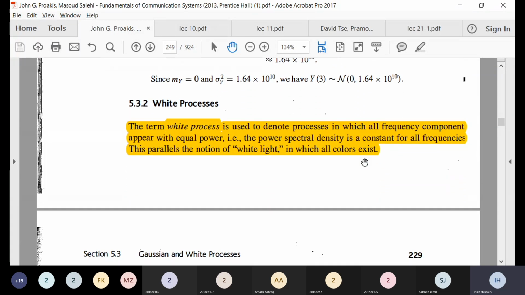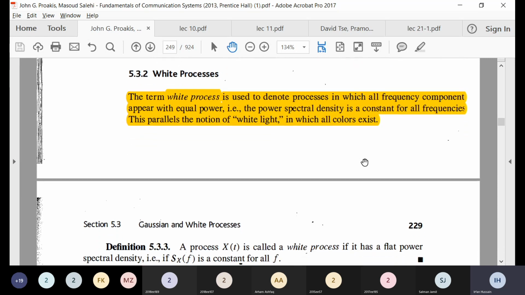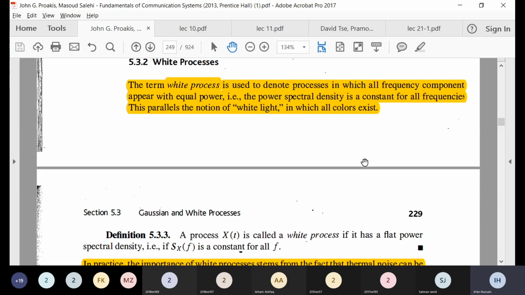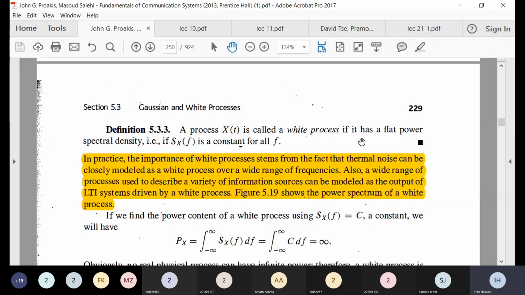The last part of this chapter is the white process. So what is the white process? The white process derives its name from white noise, from white light. Why do we call light white? Because it consists of all the frequencies. So a white process is a process which consists of all the frequencies, and their height is constant. Formally, a white process has a flat power spectral density: its spectral density is a straight line for all frequencies. And the fact is that thermal noise, which we just studied, which is a Gaussian random process, has a PSD that is a white process.